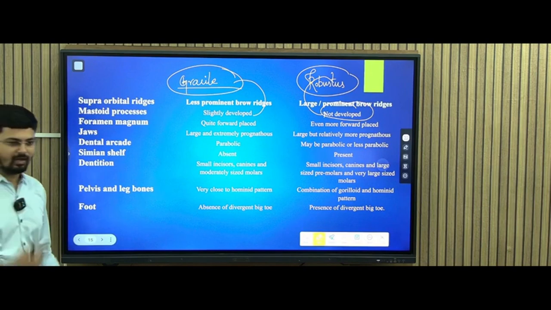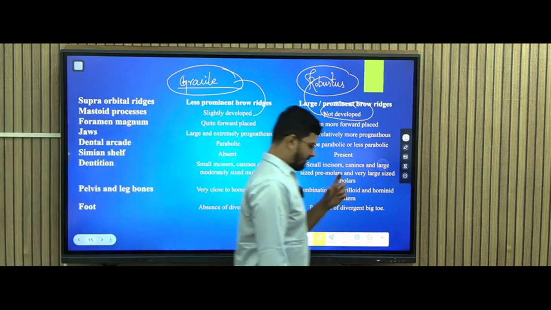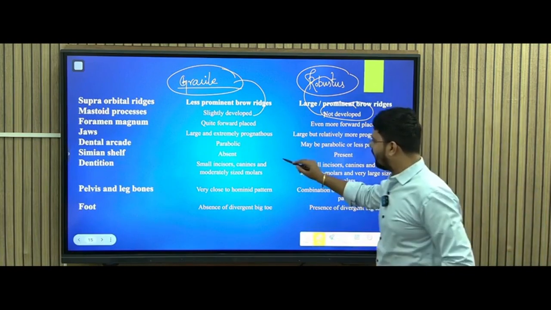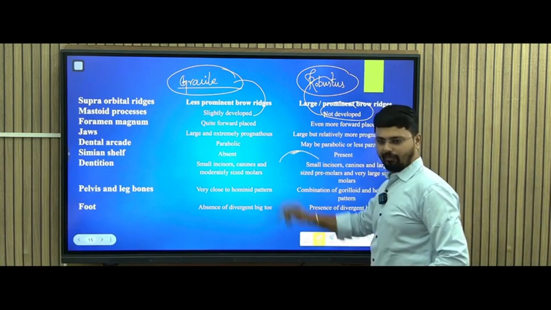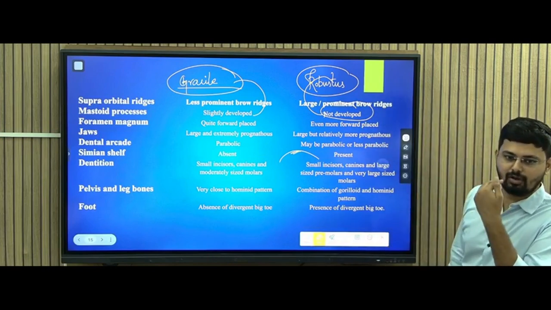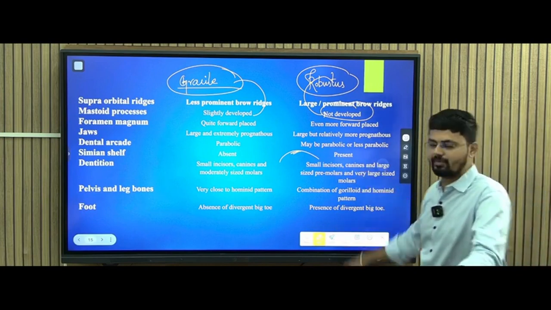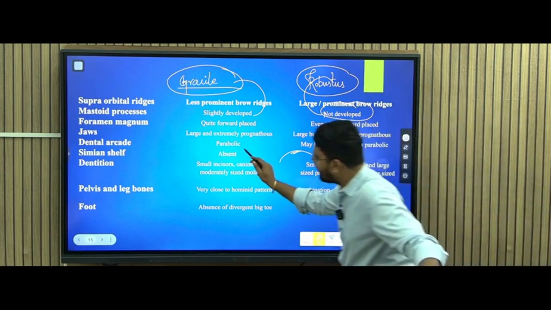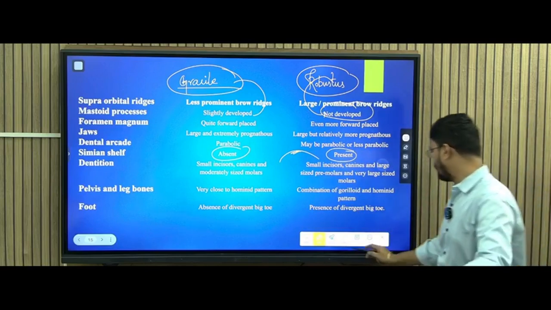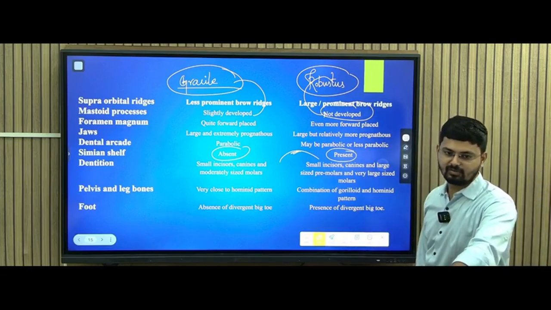Simian shelf is that part of your dental feature. Like you have the upper jaw, right? So the feature that you have inside your upper jaw is called a simian shelf. So simian shelf is absent here, and here it is present. In humans, you don't notice the simian shelf to be present.